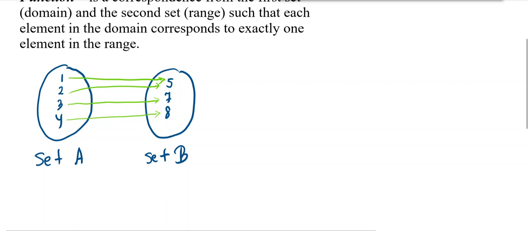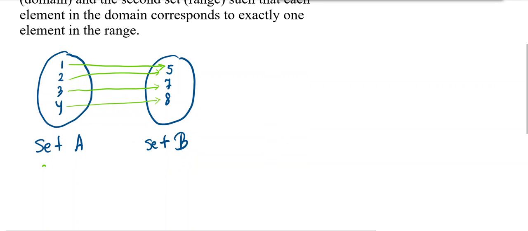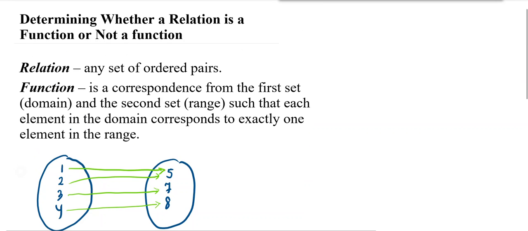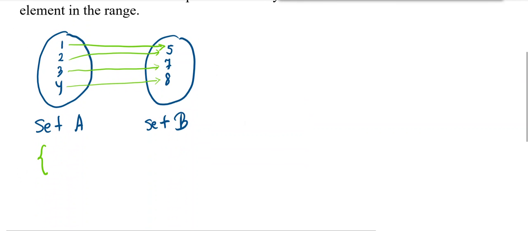Okay, if we were to write that in a roster method, remember roster method, you have to put them inside a set of braces, or open and close brace. So the ordered pairs are starting from the correspondence from 1 to 5, and then the other one is 2 to 5, the other one is 3 to 7, and the other is 4 to 8, so they're all in ordered pair form.